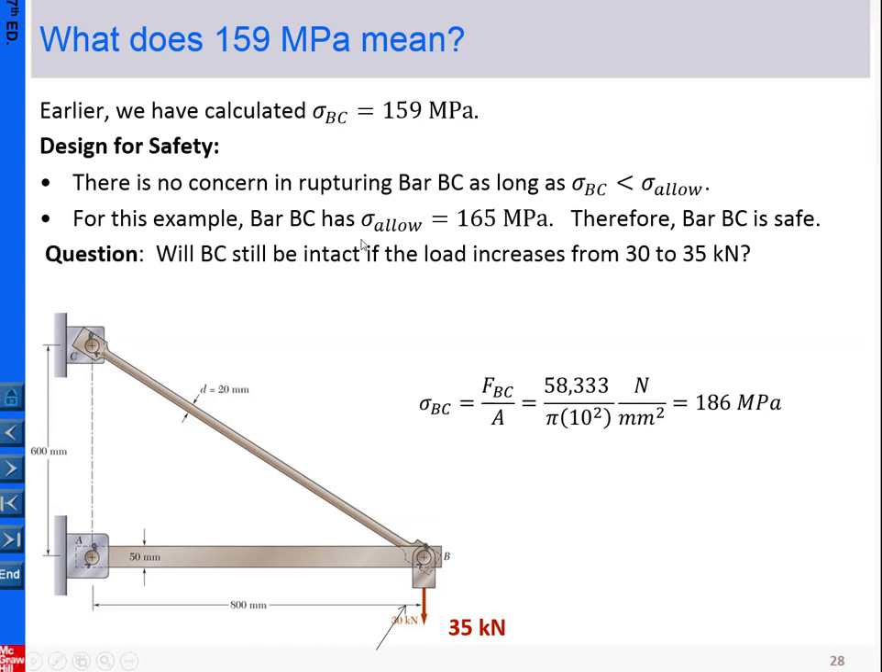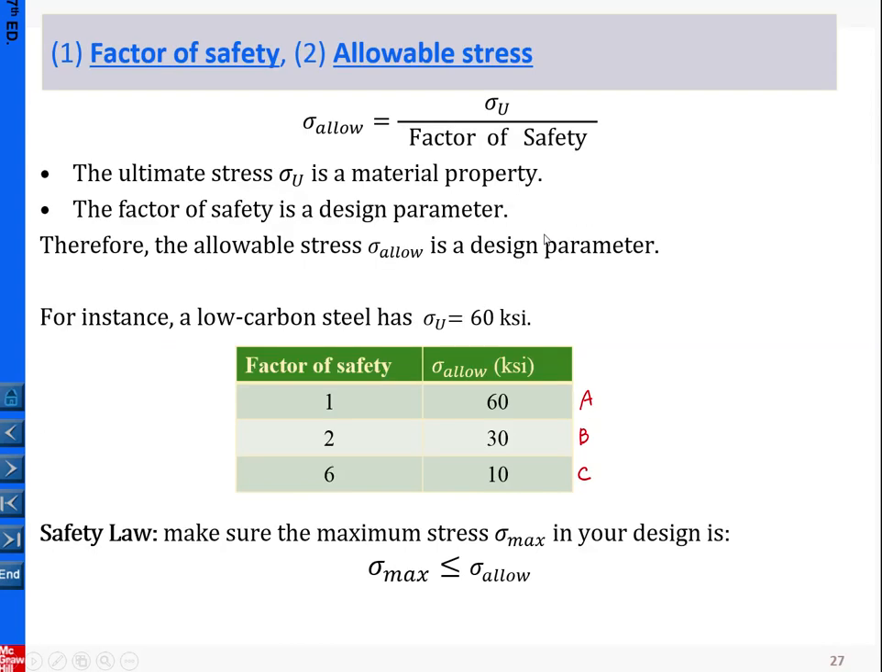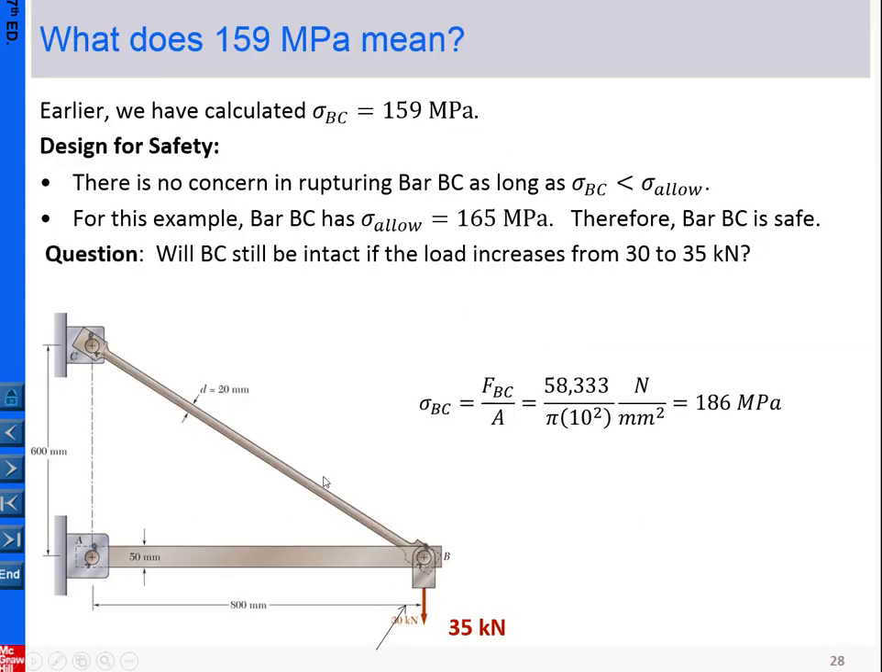For example, if in our design we have determined the allowable stress is 165 MPa for bar BC. So again, what is allowable stress? Allowable stress is such that the maximum stress should always be less than the allowable stress, which is a design parameter. We'll look at this example here.